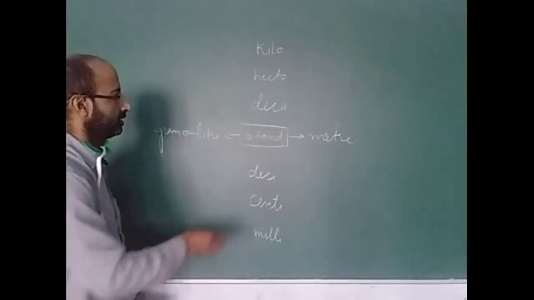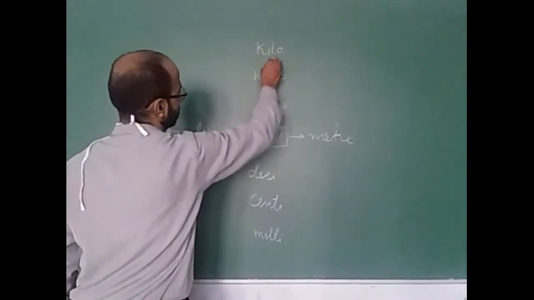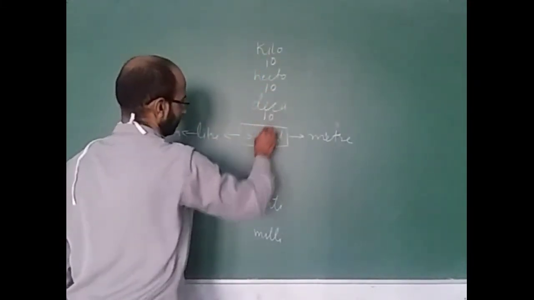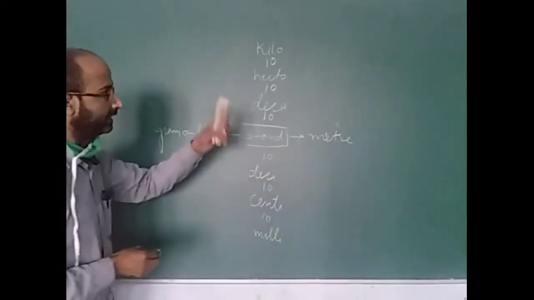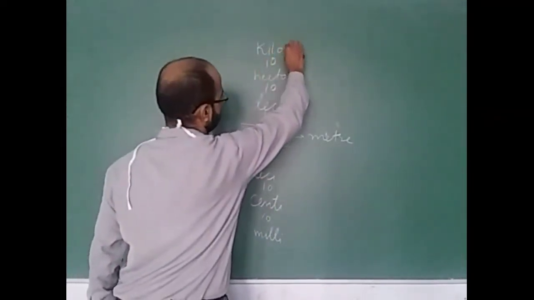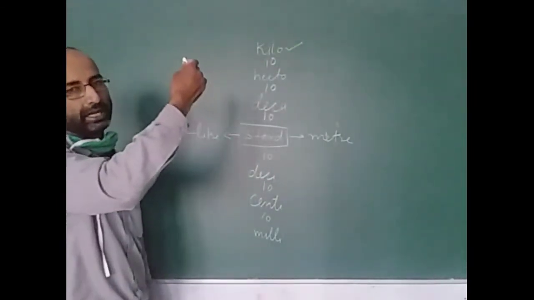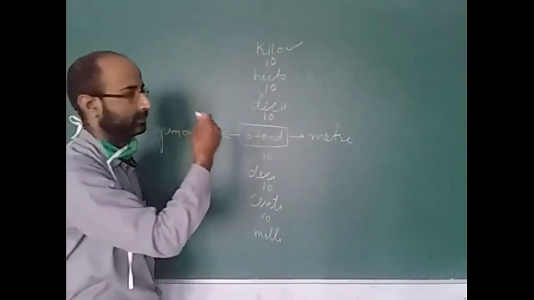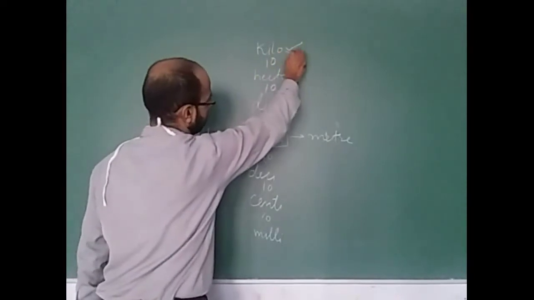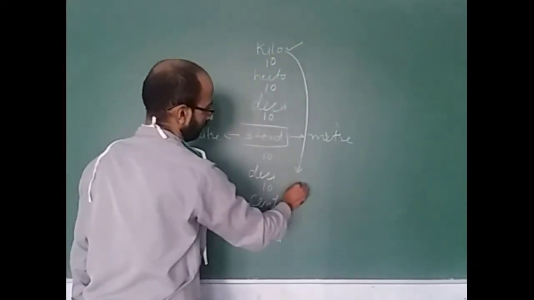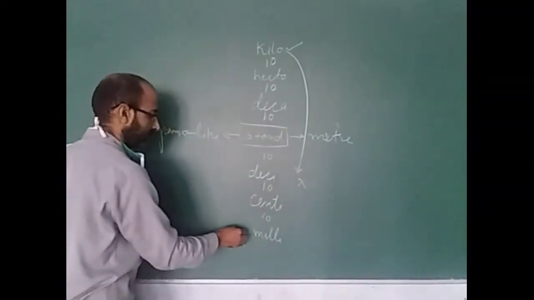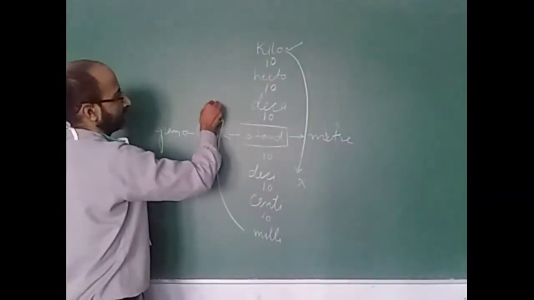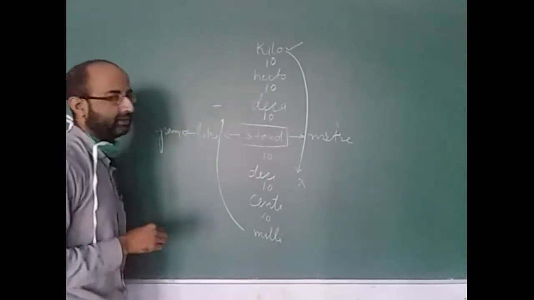Suppose the gap between 2 units is always 10. The unit above is always greater than the unit below. So when you are converting a greater unit into a smaller one, multiply with the gap. And when you are converting a smaller unit into a greater one, we have to divide with the gap.